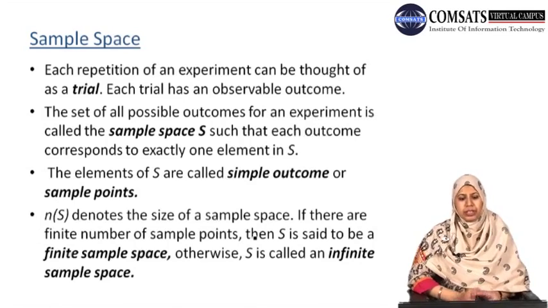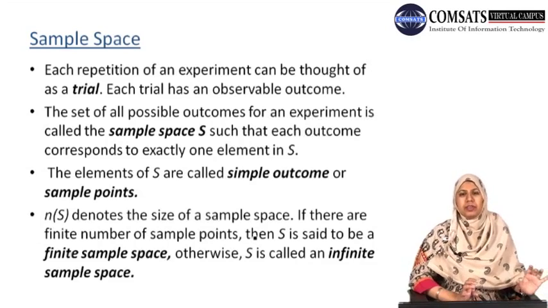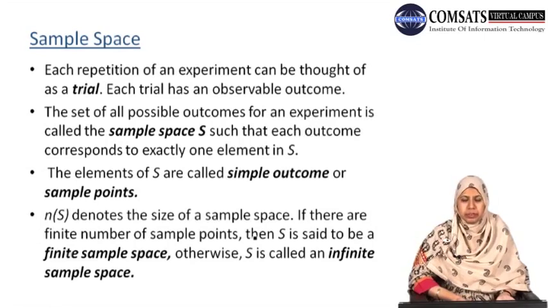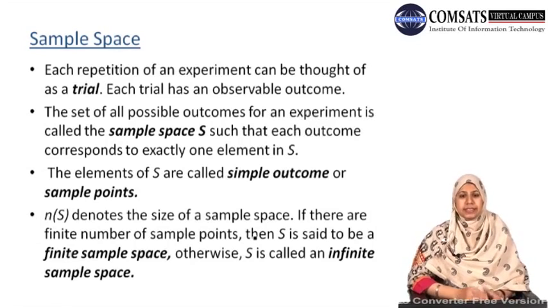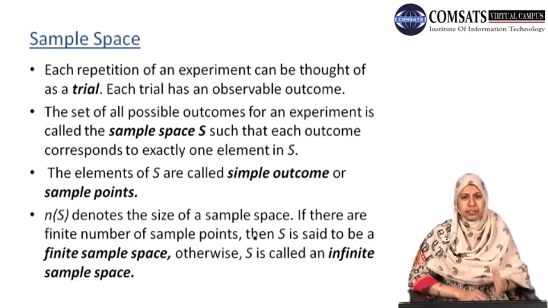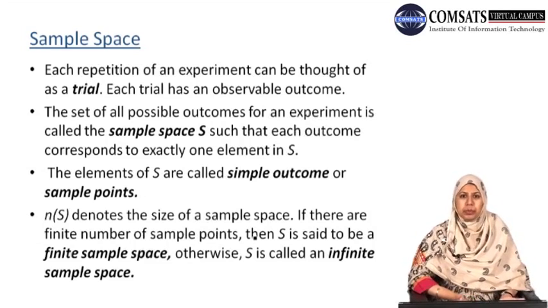Then we collect the set of all possible outcomes which we know from our random experiment, and we call this collection the sample space. That is, the set of all possible outcomes for an experiment is called the sample space, denoted by capital S, such that each outcome corresponds to exactly one element in our sample space. That is, whatever the possibility of the outcome is, corresponding to that outcome, there should be an element in our sample space. And the elements of the sample space S are called the simple outcomes or the sample points.